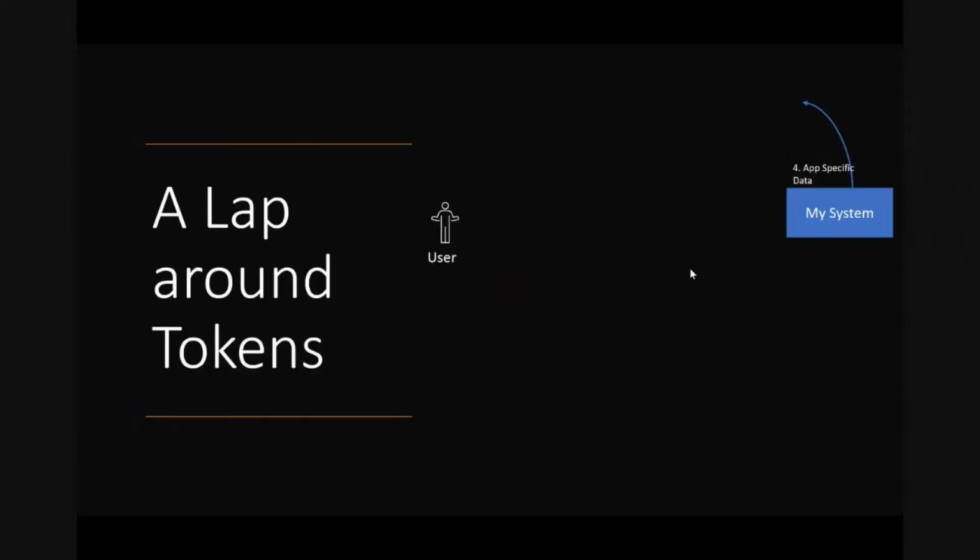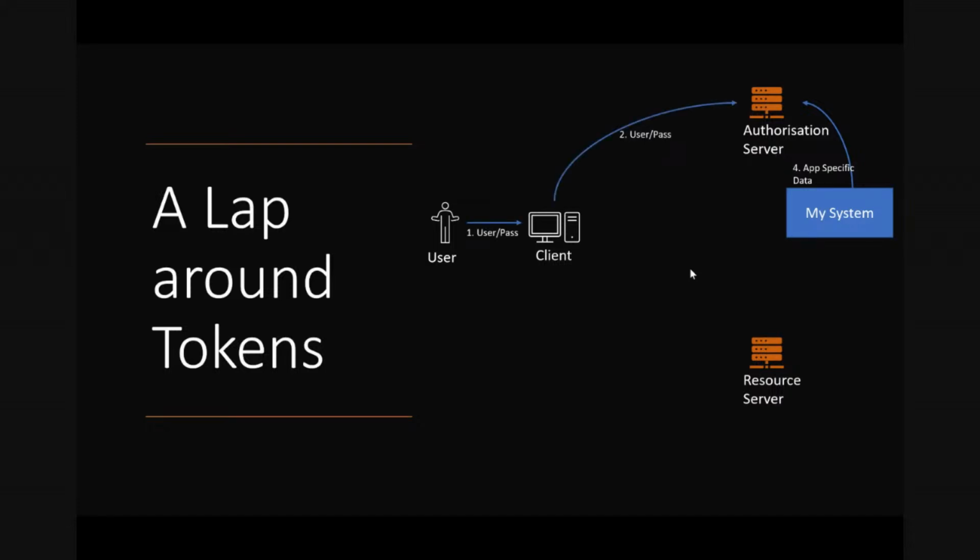And so now when we look around this lap around tokens, we've got all the different players involved. We've got our username and password that goes through. So the username and password goes through. Now within the authorization server, we can make a request out to my system and say, is there any additional information that you would like to supply?